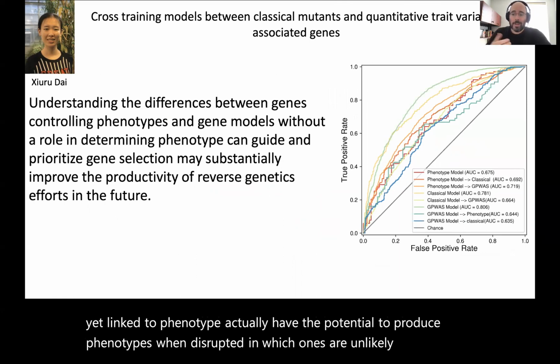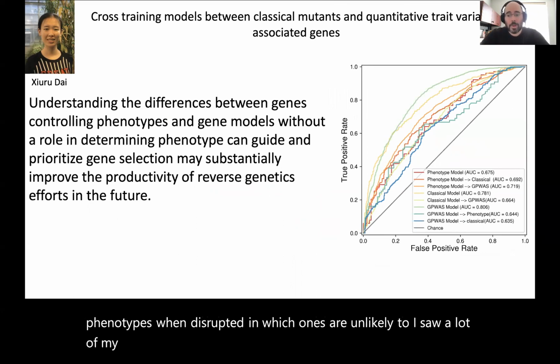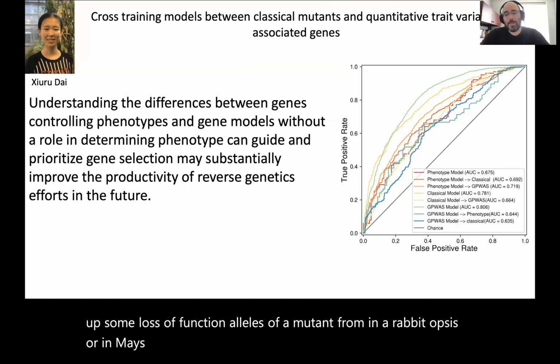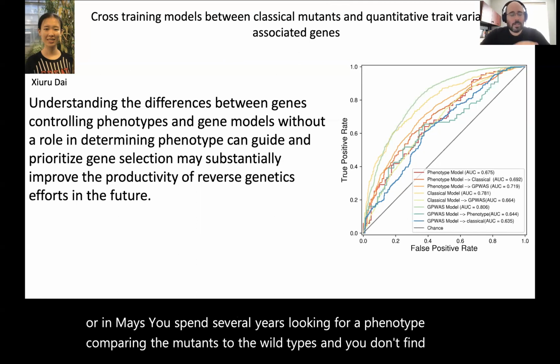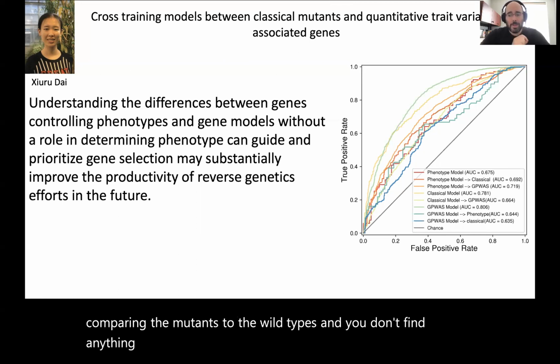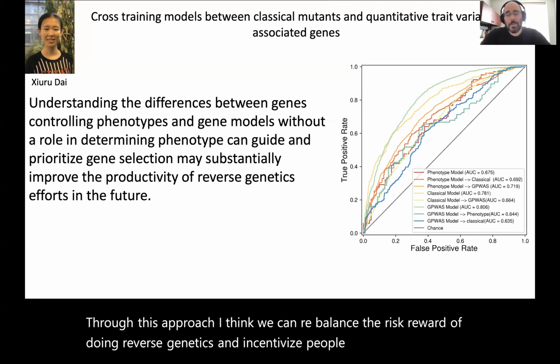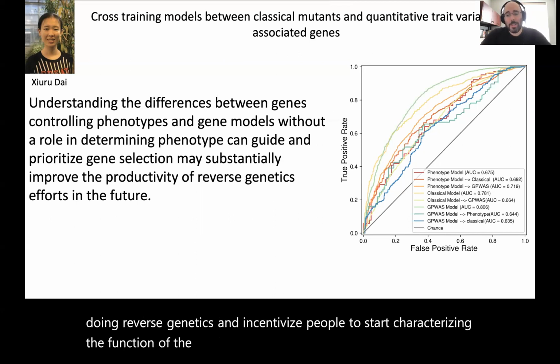I saw a lot of my colleagues in grad school assigned projects where you order up some loss of function alleles of a mutant in Arabidopsis or in maize. You spend several years looking for a phenotype, comparing the mutants to the wild types, and you don't find anything. So through this approach, I think we can rebalance the risk-reward of doing reverse genetics and incentivize people to start characterizing the function of the vast majority of plant genes about which we know nothing.